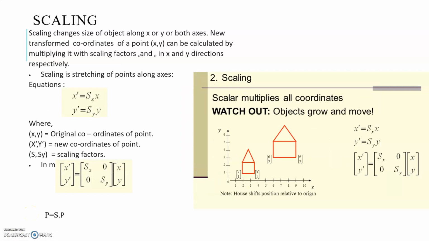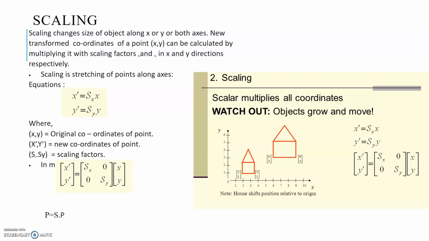The next is scaling. Scaling means what? It changes the size of an object along x or y or both the axes. The new transformed coordinates of a point x, y can be calculated by multiplying it with scaling factors Sx and Sy in x and y directions respectively. Scaling is stretching of points along the axis.